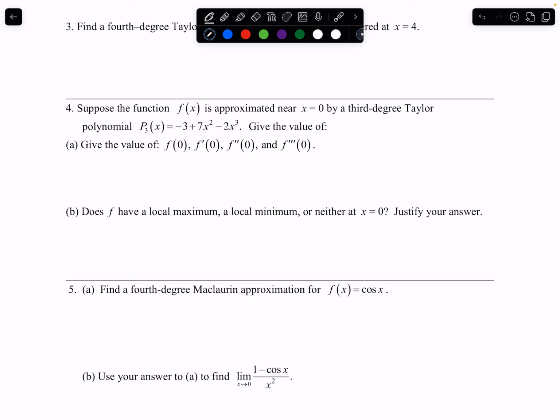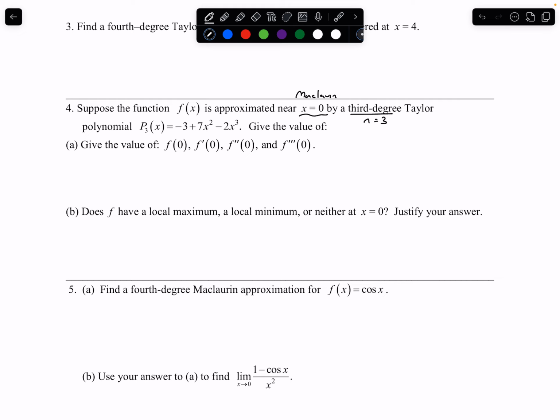And it says, suppose that we have a function f and it's approximated near 0. So they're telling us, of course, that this is Maclaurin right there. And it's a third degree Taylor polynomial. So it's n equals 3. And then they give us the polynomial itself. It's -3 plus 7x squared minus 7x cubed. And they're asking us to find the value of the following derivatives.